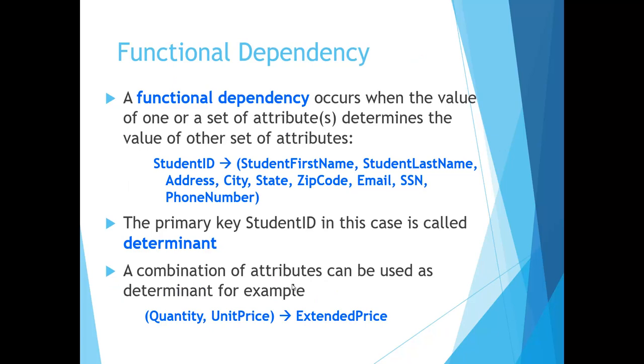For a combination of attributes, the example, as shown in this slide, is that quantity and unit price can provide the extended price for a product or a unit. And this is an example of a composite key or composite determinant.